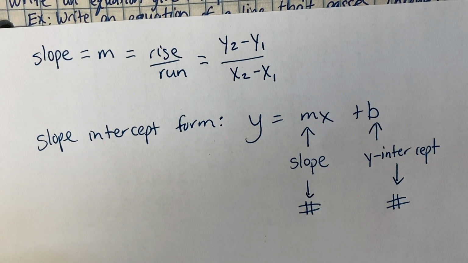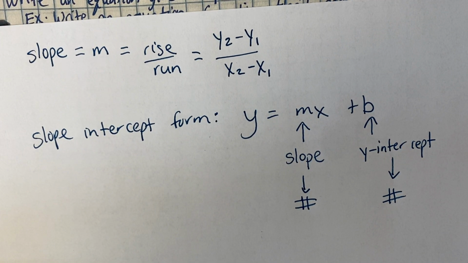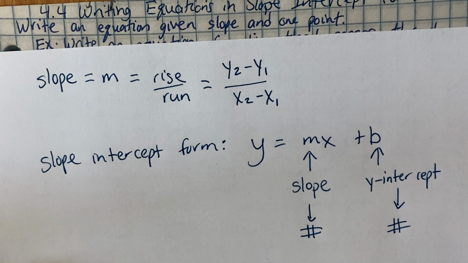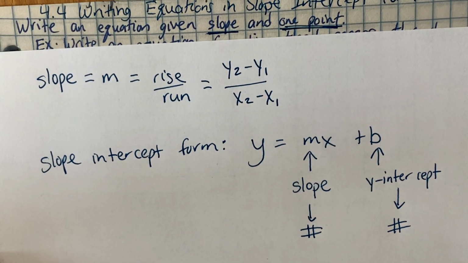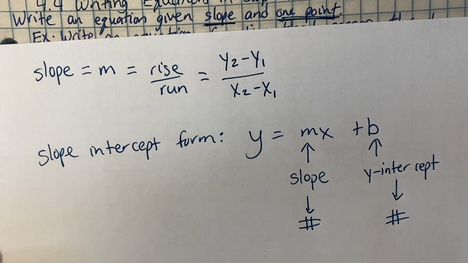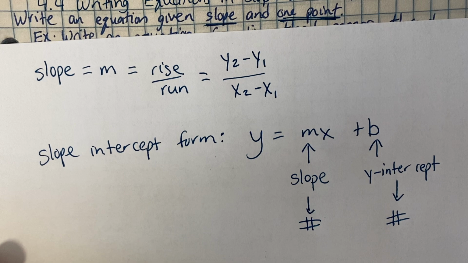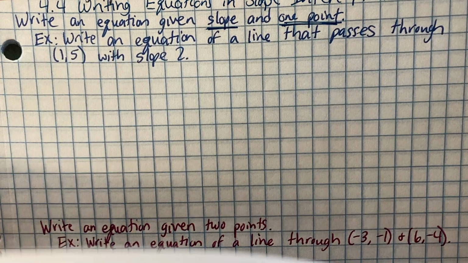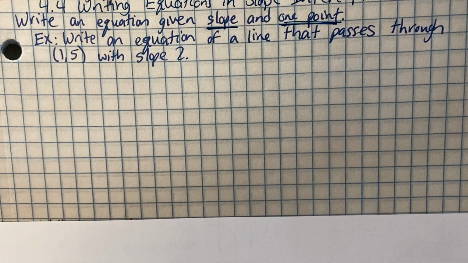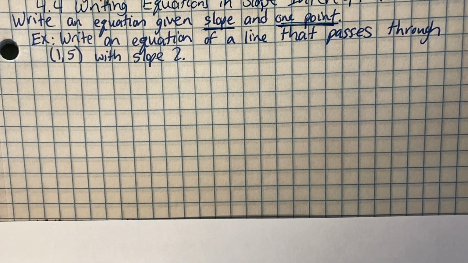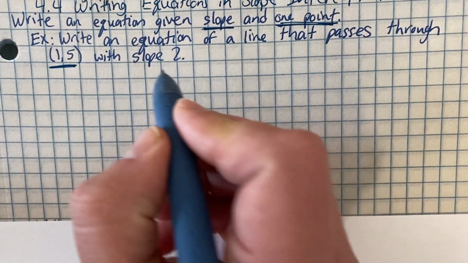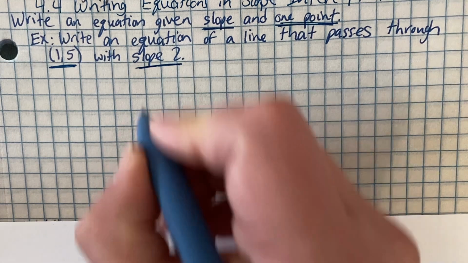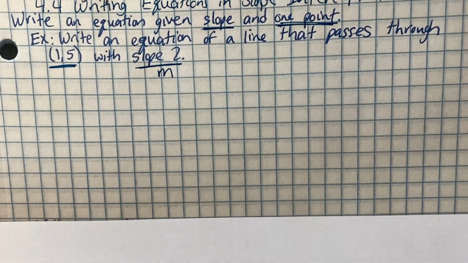So first one says, write an equation given a slope and 1 point. Okay, so we're going to have slope here, and we're going to have 1 point here. So we're going to look at what exactly we need to find with slope and 1 point. So here is our problem. It says, write an equation of a line that passes through this point and has this slope. So this is our m here.